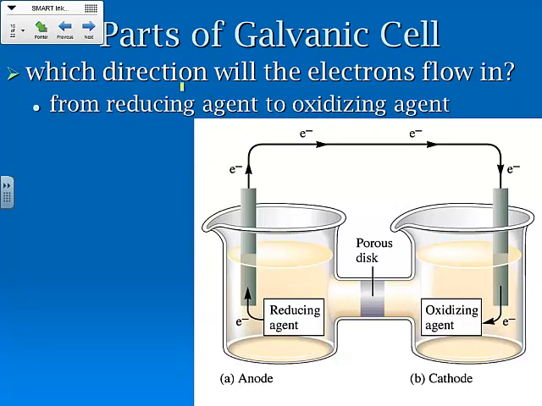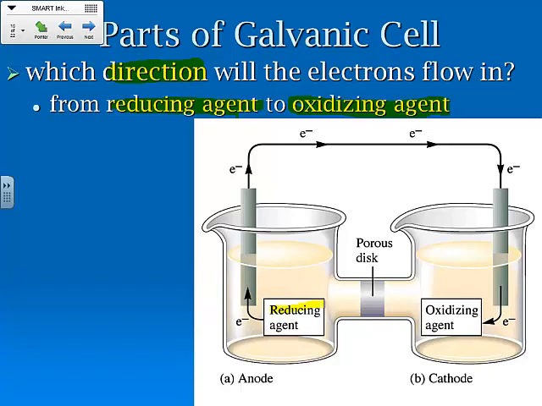Now we have to define some things. It says which direction will the electrons flow? Okay, well they will flow from the reducing agent to the oxidizing agent, because that's our flow of electrons, depending on who's going to gain electrons and who's going to lose electrons.